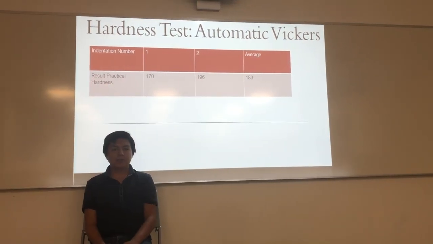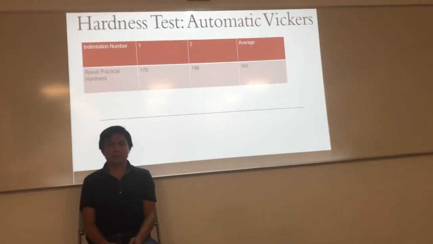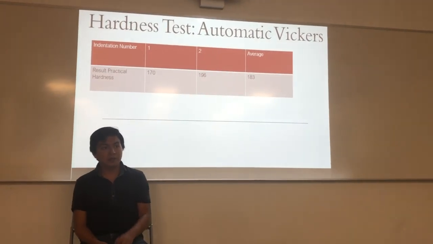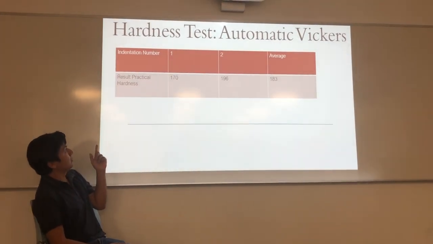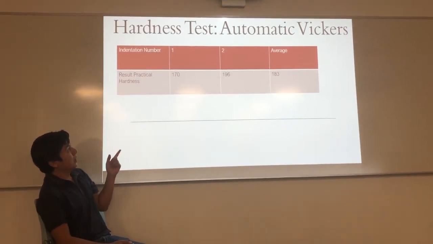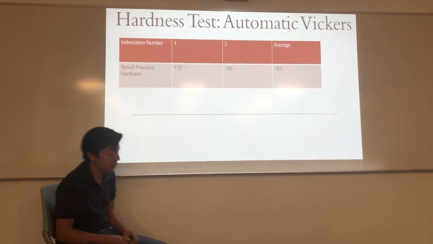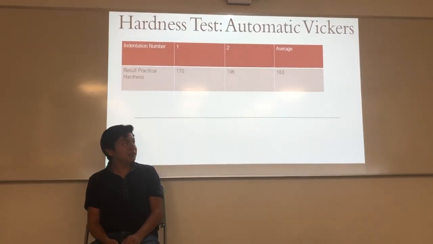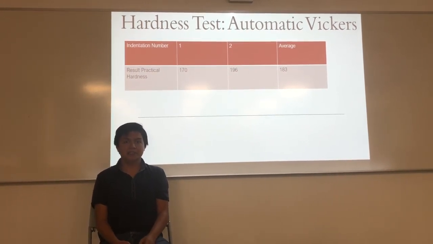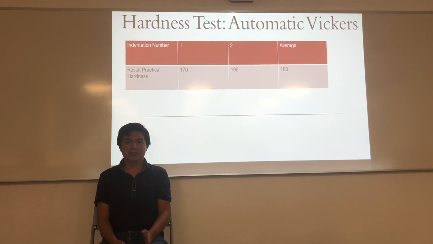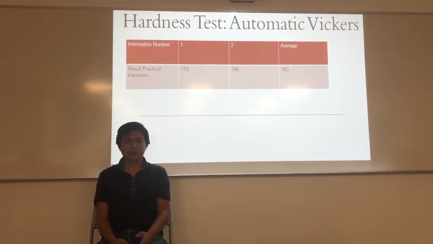Well, the manual Vickers test had results that were not accurate. For the automatic, I got these results, which are a hardness of 170 and 196 for an average of 183. I think this is the correct one because it's the most advanced test, and I don't think that it has the errors due to the measurement.